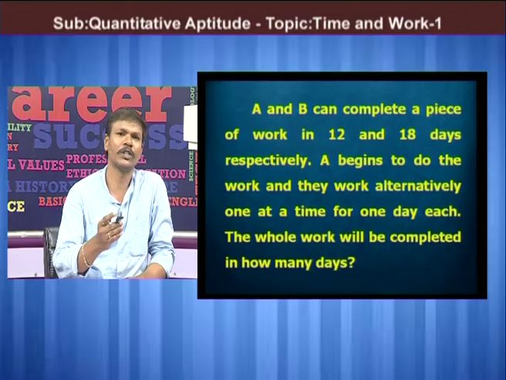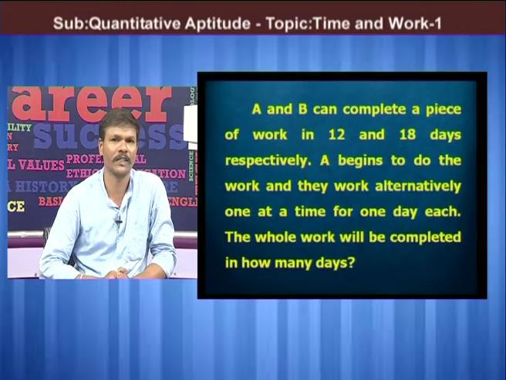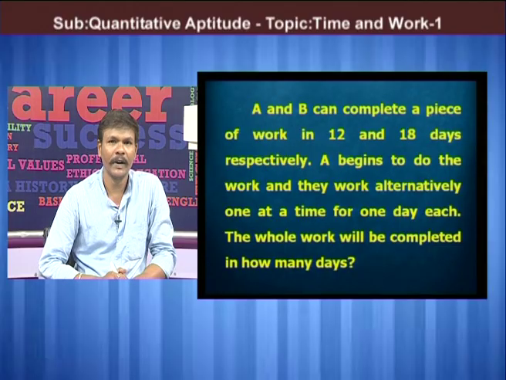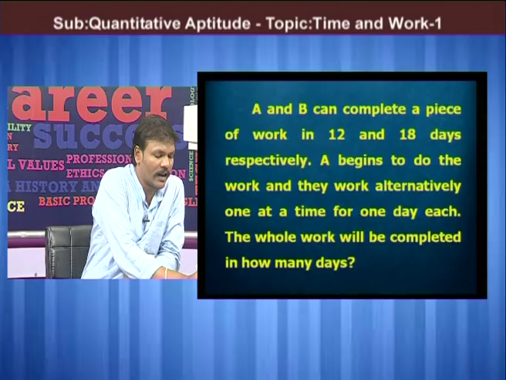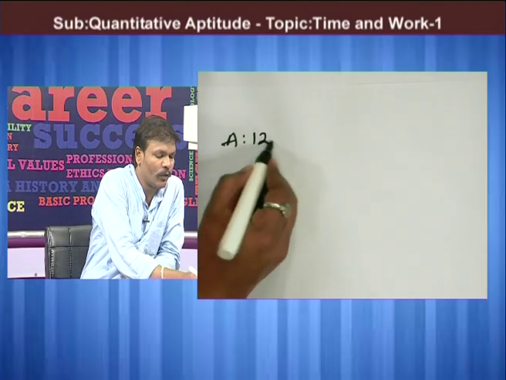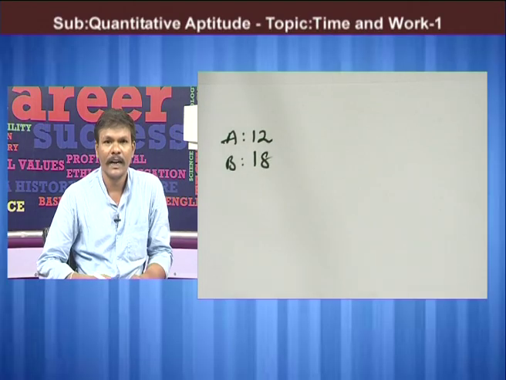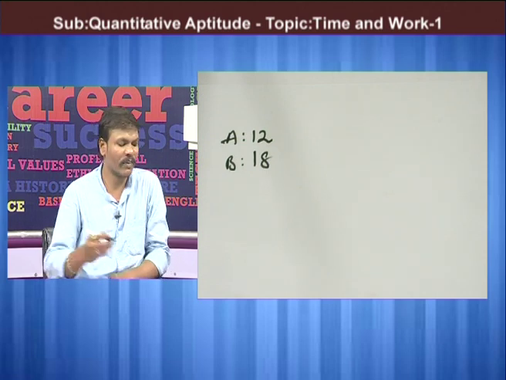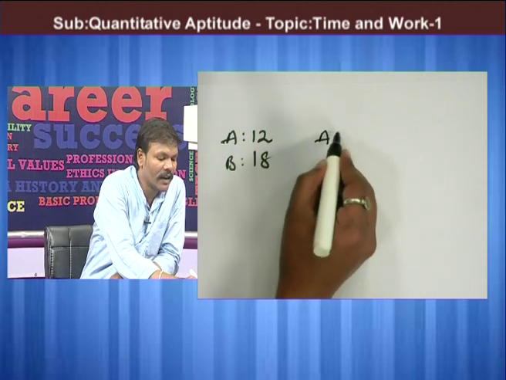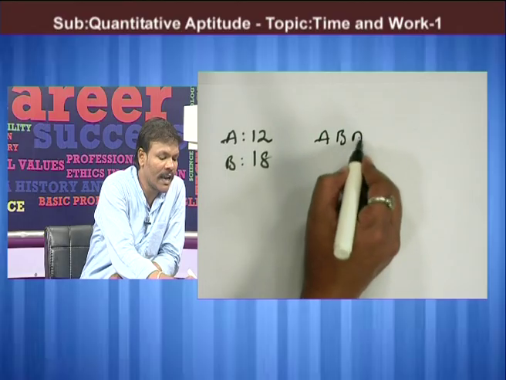So, this is another important thing. Move on to the next question. We are discussing alternate days working, the same model, so we take another practice one. A and B can complete a piece of work in 12 days and 18 days respectively. So we take A as 12 days, B as 18 days. A begins to do the work and they work alternately, which means A starts, next day B, next day A, next day B.